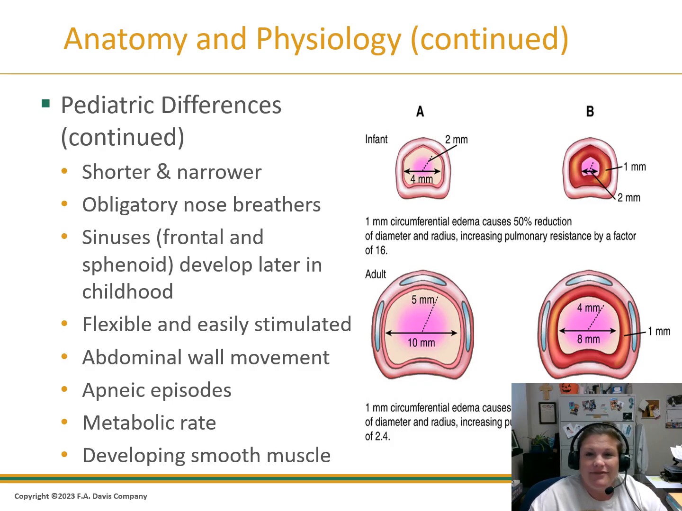Newborns do not have the defense of bronchospasms that are intended to trap foreign irritants or pathogens because of the smooth muscles not being fully developed until about half a year old. So that can also contribute to their likelihood of infection being more frequent.